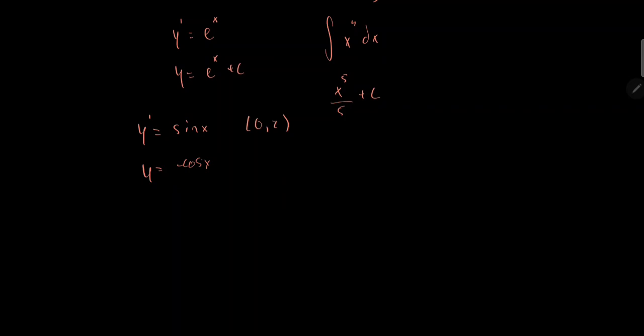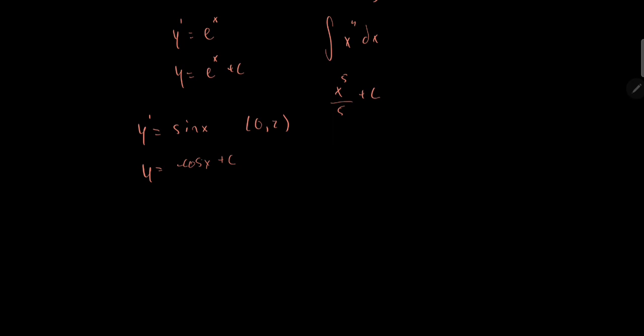Now, how did I get here? Let's say we had y equals negative cosine x. What is the derivative of cosine x? Well, the derivative of cosine x is just negative sine, right? So that would be negative sine. But remember, we have a negative right here, so the negatives cancel out, and the antiderivative of sine x would be negative cosine x, right? And then we always have to put the plus c.